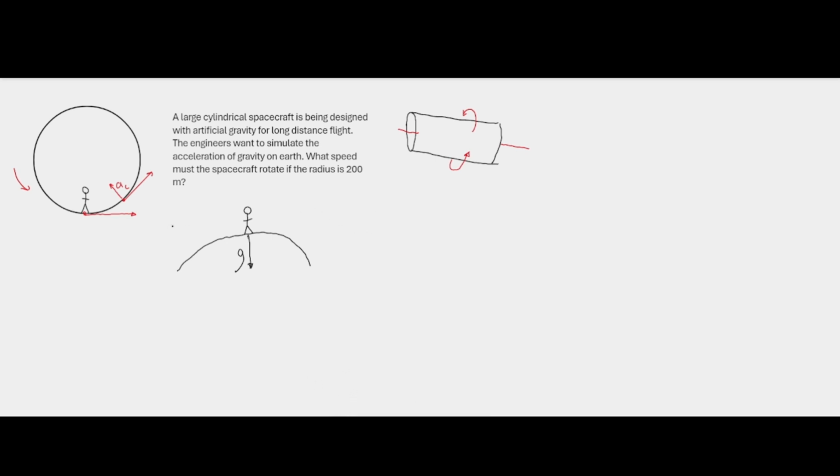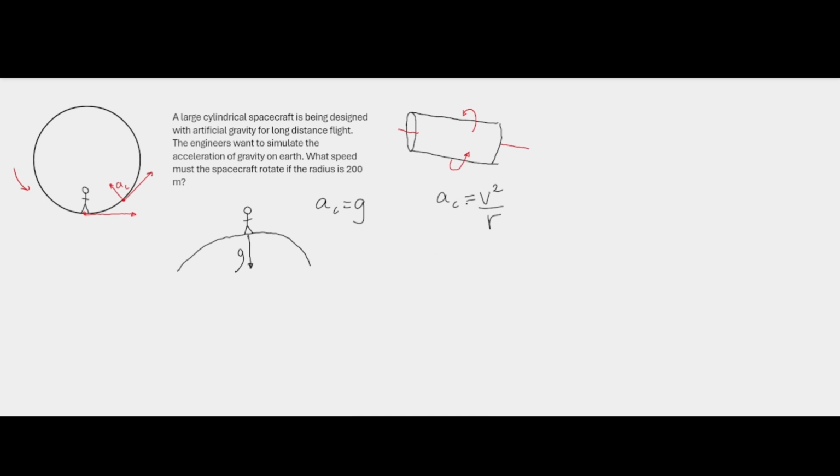So what we're wanting to find, basically, we want to simulate the acceleration of gravity on Earth. So we want AC to be equal to g. That's the general idea here. We want the centripetal acceleration to feel the same as the acceleration that you feel due to gravity. So we learned that the formula for centripetal acceleration is AC equals the velocity squared over the radius. And we figured this out in a previous video where we derived this equation using similar triangles.